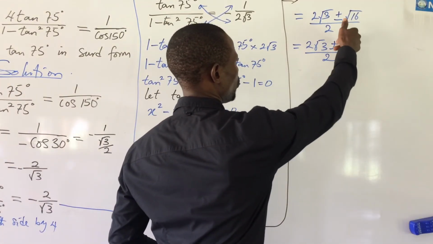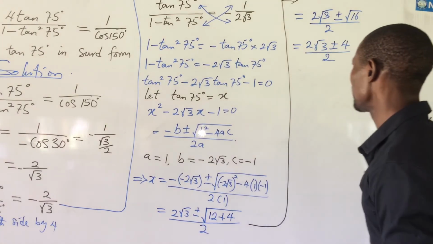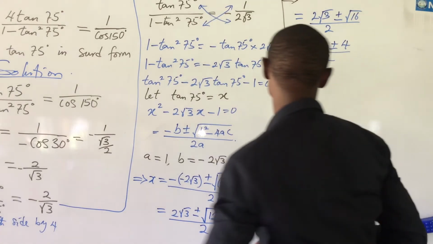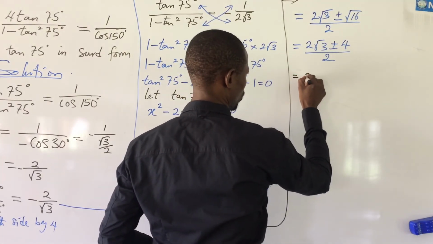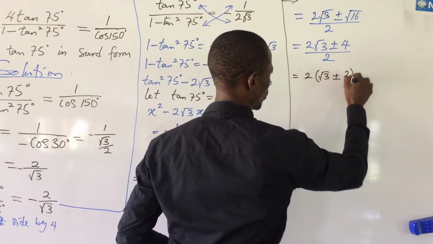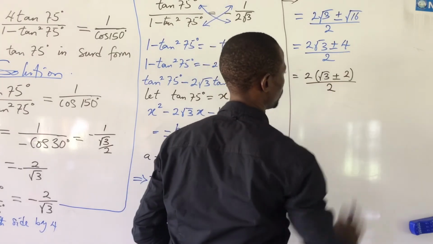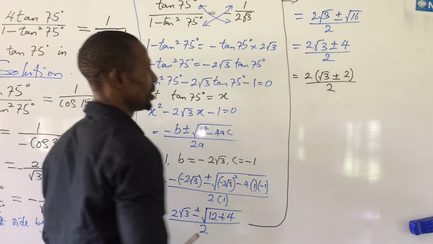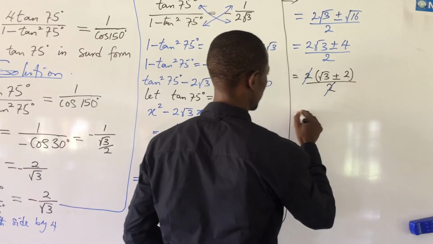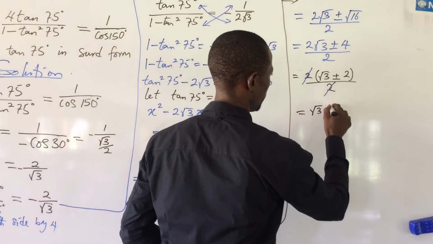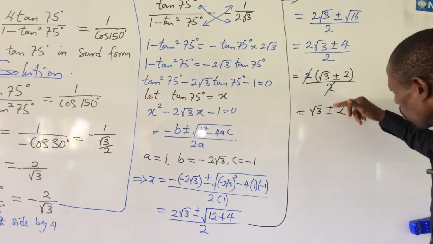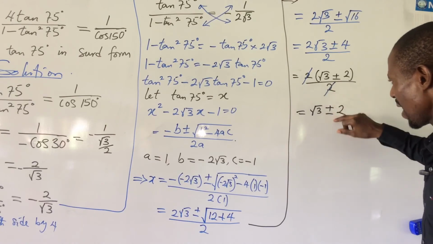All right, so let's proceed again. We go ahead to factorize. But before we do that, 2 is common here and 2 is common here, so we can factorize 2 out. If we do that, this will give us 2 bracket root 3 plus or minus 2 close bracket all over 2. You get that? Now, these two at the top can go with these two at the bottom. So we are now left with root 3 plus or minus 2.